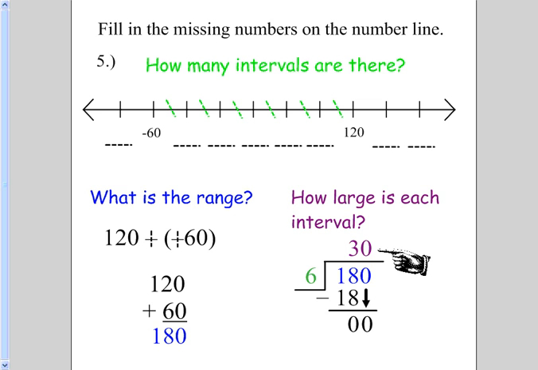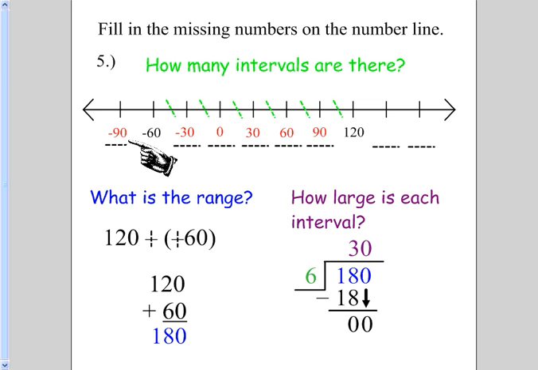Now we can go ahead and fill in those missing spaces. 120 minus 30 is 90. 90 minus 30 is 60. 60 minus 30, 30. 30 minus 30 is going to be 0. And then 0 minus 30 is going to be negative 30. We already know negative 60 is there provided for us. Negative 60 minus 30 is going to be negative 90.